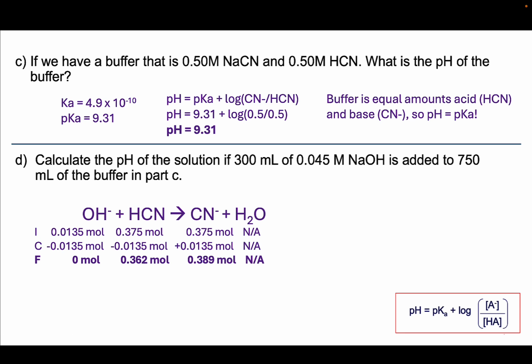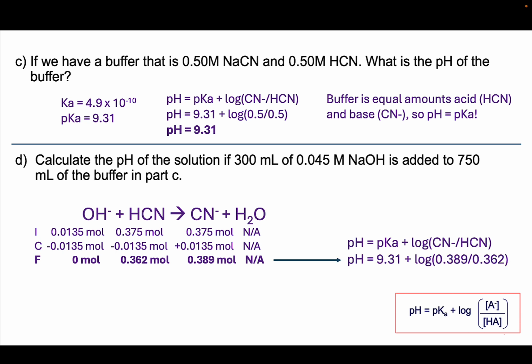Now that we've completed our reaction table, we have our new buffer composition, which we can use with our buffer equation. Note that we don't need to consider the volume here because the hydrocyanic acid and the cyanide ion are within the same volume, so those parameters will just cancel. We're totally good to use moles here. We go ahead and plug in, and we end up getting a final pH of 9.34.